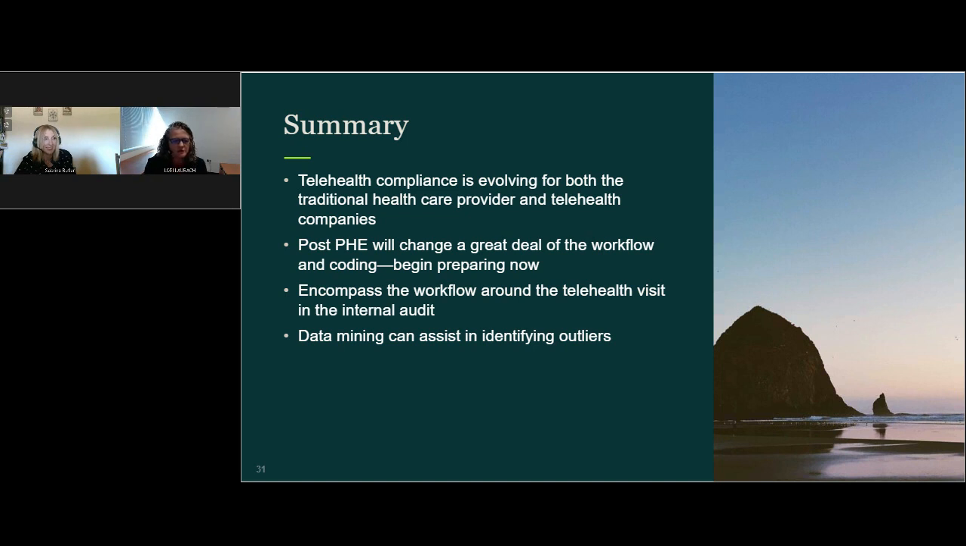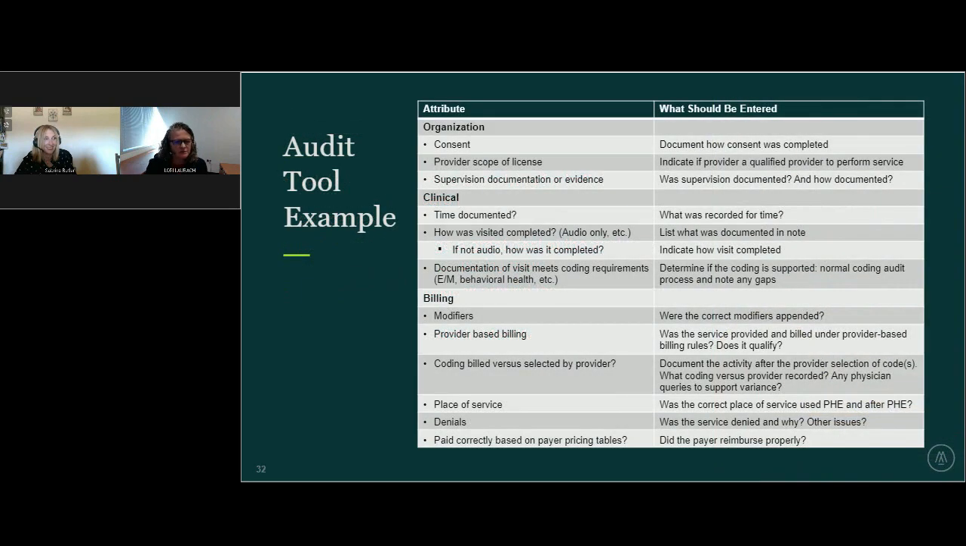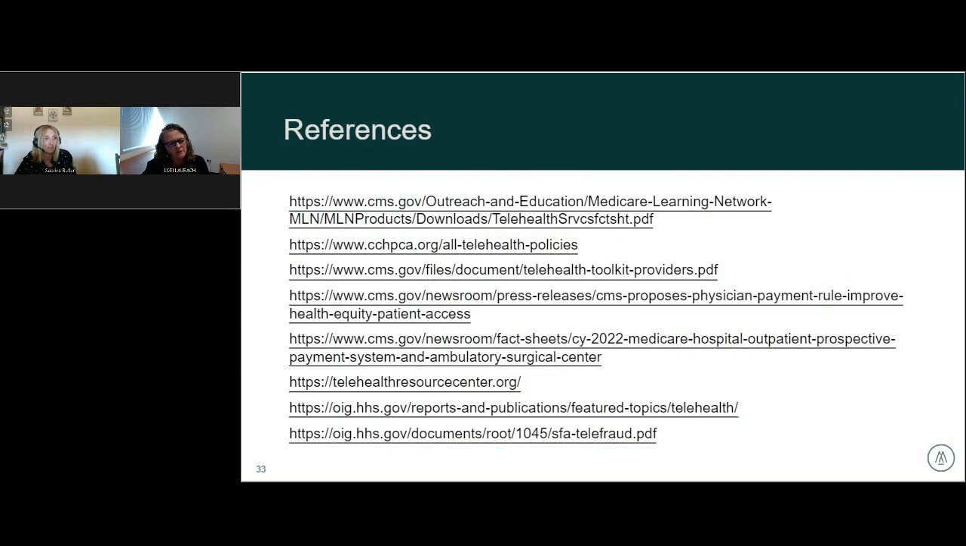So we did also include in here some audit tools, things you might want to have as your attributes related to doing an audit. And so we just have some references in here. And then the last slide we have on here is some direct links that you can use once you get the slides to go in and look at particular regulations and guidelines. So with that, I'm going to turn it back to Amy. Oh, Sabrina, did you have anything to add?